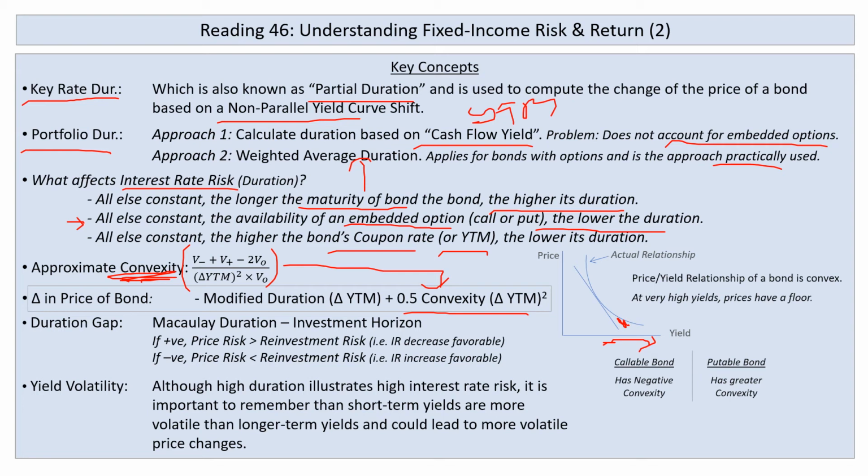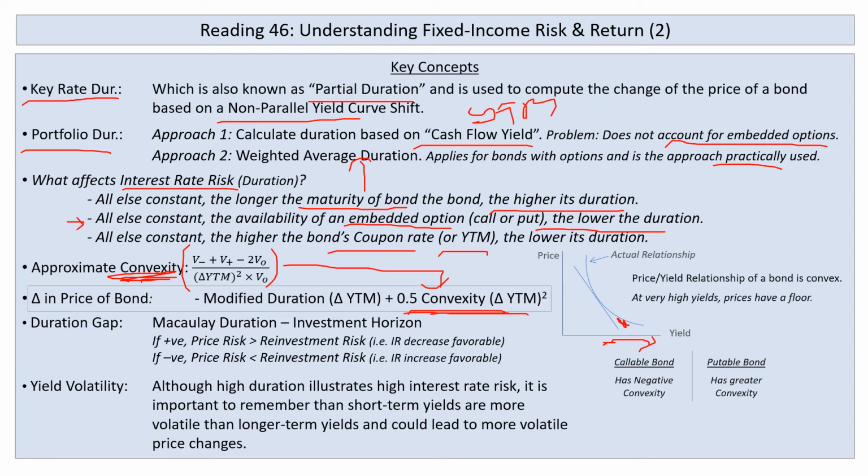So to be accurate, a change in the bond's price is modified duration times the change in YTM, yes. Definitely there's an inverse relationship, so do not forget to put negative modified duration. Then you add to it the effect of convexity. So it's half times convexity, which was calculated up there, times the change in YTM squared. As you see, the second part over here is always positive.